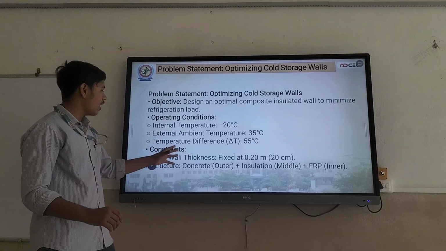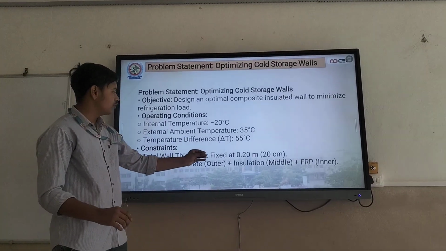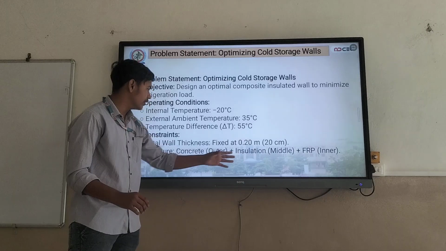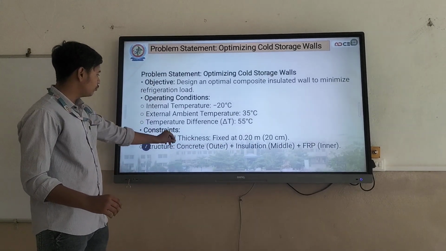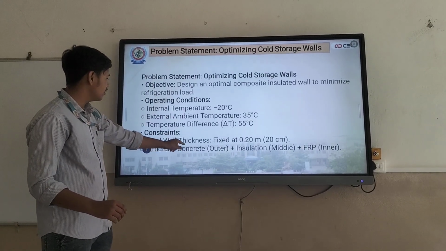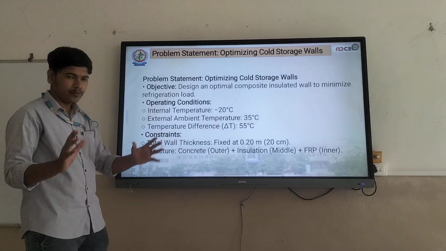Structure: concrete outer layer, insulation in the middle, and FRP inner layer. So the outer layer will be constructed of concrete and the insulation will be in the middle.